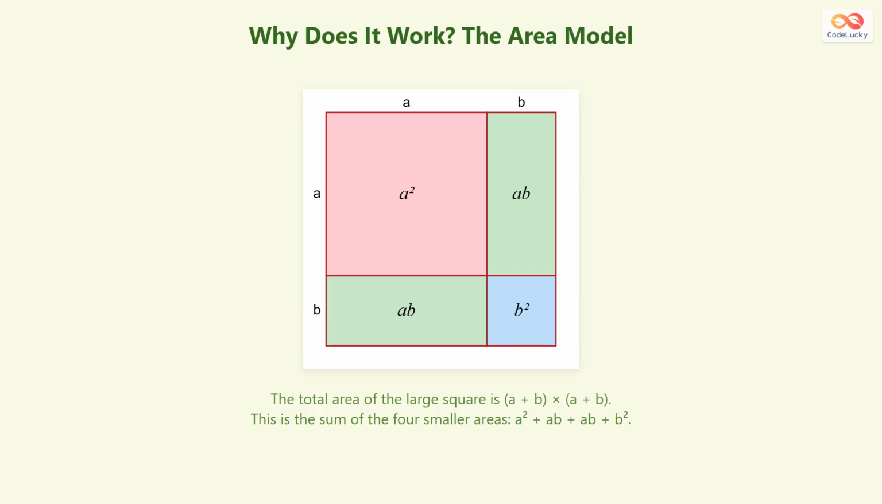We can visualize this geometrically. Imagine a large square with side lengths a plus b. If we split it up, we get a large square of area a squared, a small square of area b squared, and two identical rectangles, each with an area of a times b. Adding these four pieces together gives us our formula.